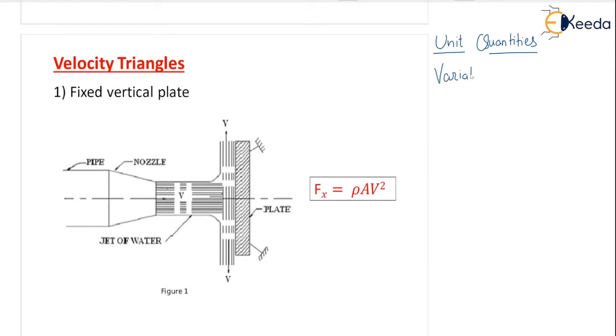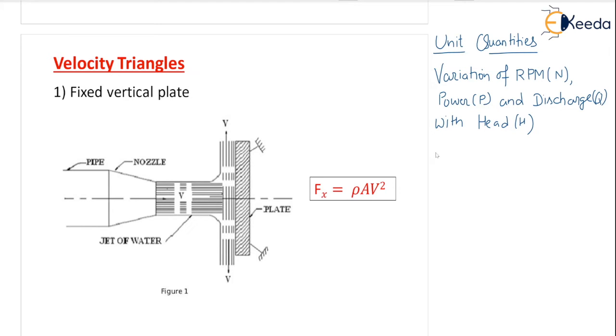So I can write here variation of RPM. What is the symbol of RPM? N, comma, power P, and discharge capital Q, and head capital H. So we have three important relations. First one is N1 by root H1 equal to N2 by root H2. So this is the variation of RPM with head.